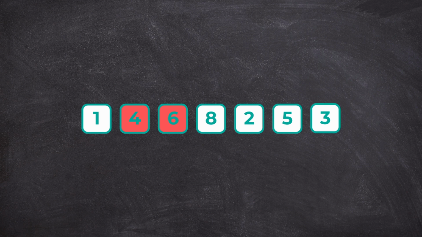The biggest number will bubble up to the end of the list with each pass, kind of like a bubble floating to the top of water. As we go, the sorted part of the array will grow from the end. Let's watch bubble sort in action.